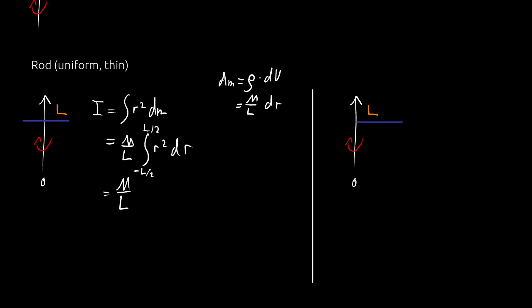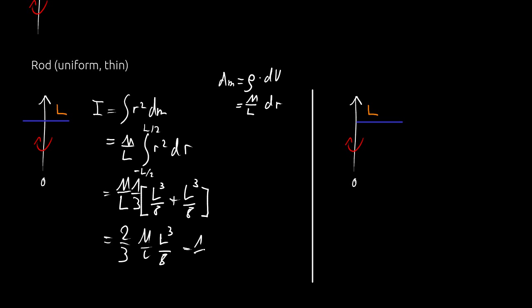Okay, we integrate from minus L over 2 to L over 2, and that's going to be m over L times L to the power of 3 over 8 minus, it's going to be 1/3, I forgot 1/3, plus L over 2 over 8, and that's going to be 2/3 m over L times L cubed over 8, and that's just 1/4 times 1/3 equals 1 over 12 times m times L squared.